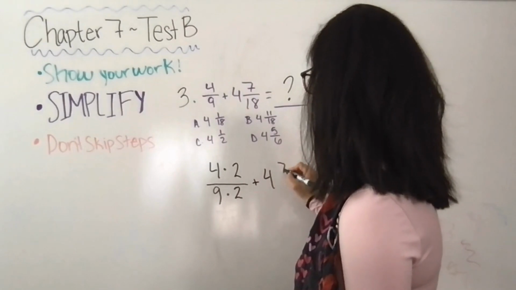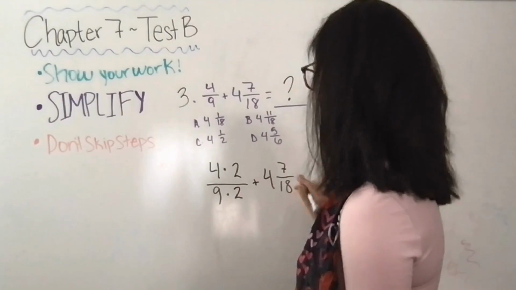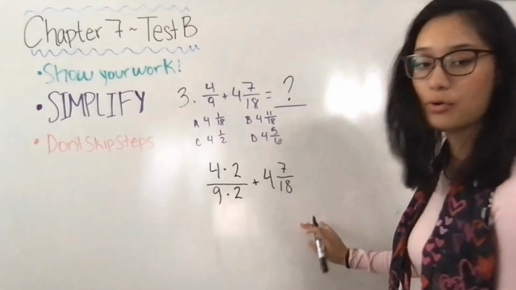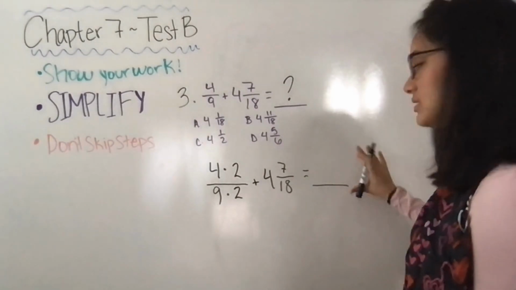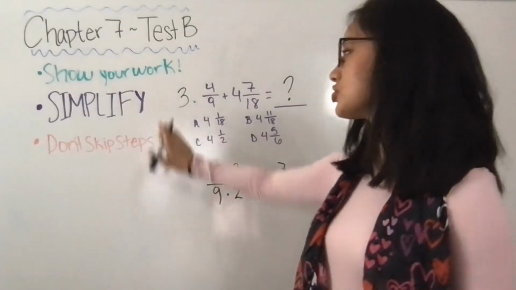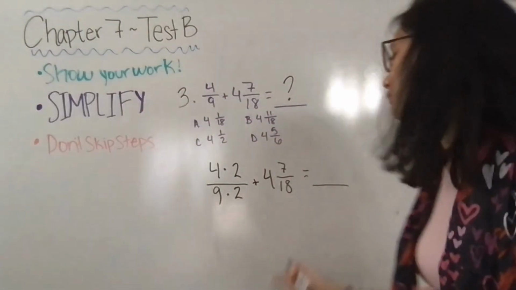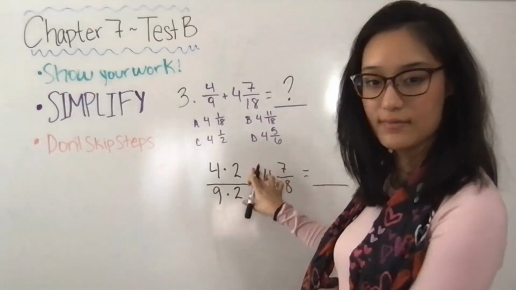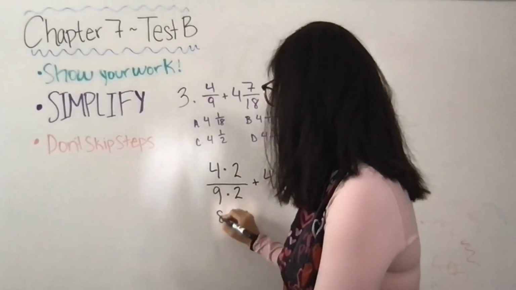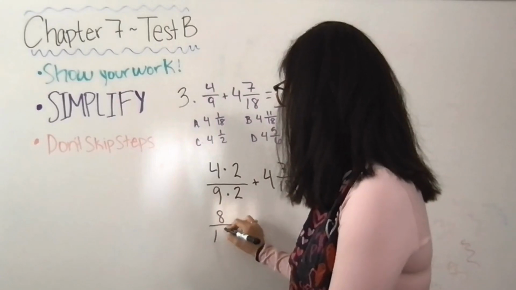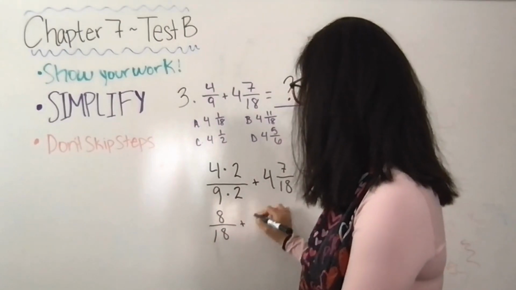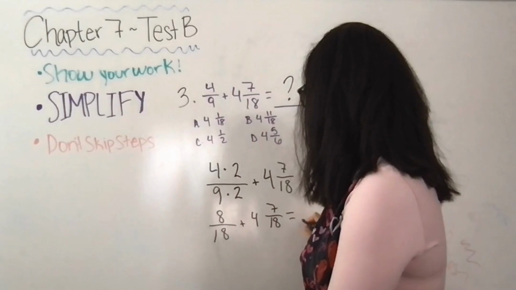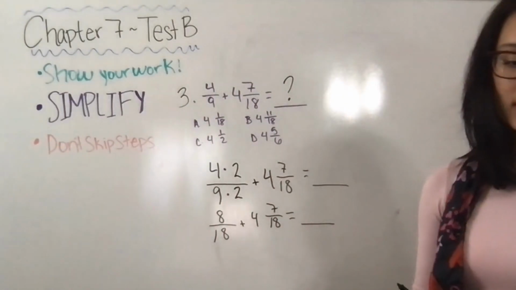Now add in the rest of your problem. This is your new problem. Remember, you had to show all of your work. So now you'll rewrite the problem with your new information. This will be 8/18 plus 4 7/18 equals what?